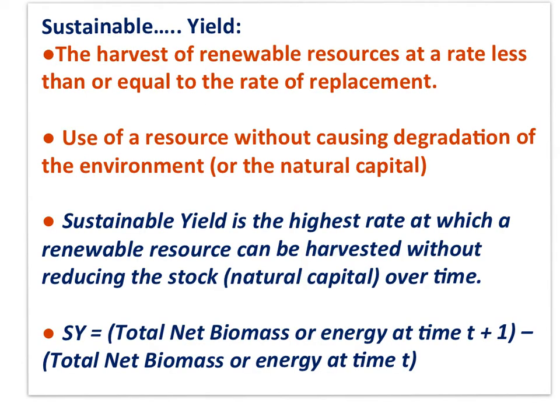The harvest is natural income from a renewable resource. So I've come back to definitions of the term sustainable, but on this slide, I'm emphasizing sustainable yield. Yield, the harvest. Sustainable yield is the highest rate at which a renewable resource can be harvested without reducing the stock, the natural capital, over time. Sustainable yield is the total net biomass or energy at time 1 minus the total net biomass or energy at time 0.